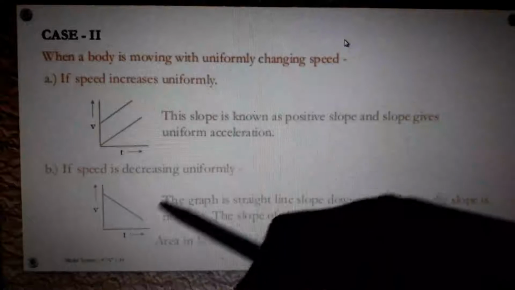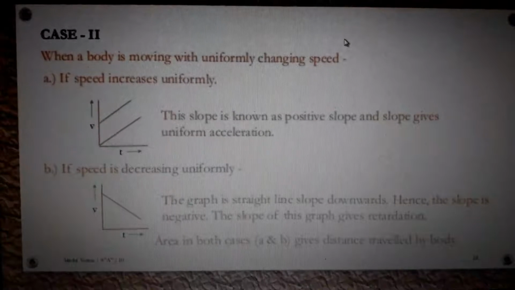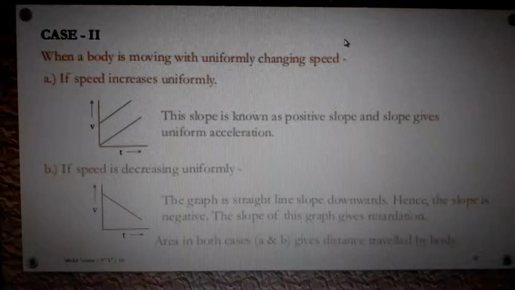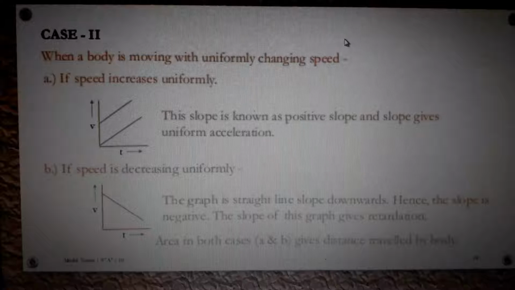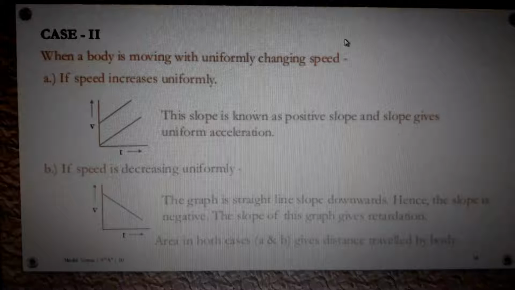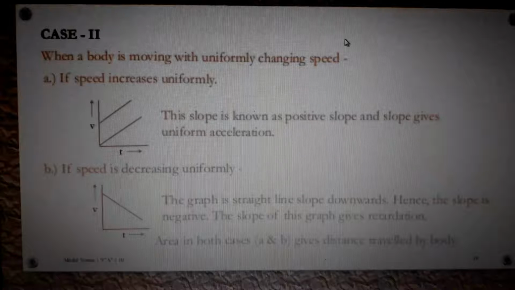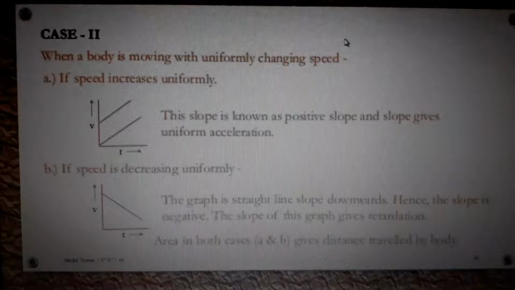Understood? Here also, it is decreasing uniformly. So, the graph is going downwards. Okay, let's see. When a body is moving with uniformly changing speed, if speed increases uniformly, the slope is known as positive slope of a plot, and slope gives uniform acceleration. The graph is a straight line sloping downwards, hence the slope is negative.